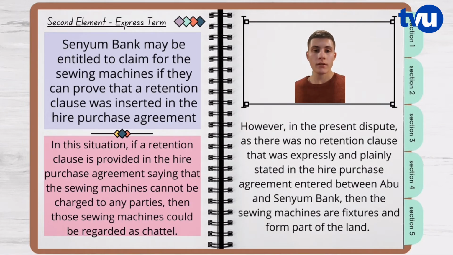However, in this situation, if a retention clause is provided in the hire purchase agreement saying that the sewing machines cannot be charged to any parties, then those sewing machines could be regarded as chattel. But in our present case, there was no retention clause stated by the bank, and it was not expressly or plainly stated in the hire purchase agreement between Abu and Senior Bank. That's why the sewing machines are fixtures, and thus they form part of the land.